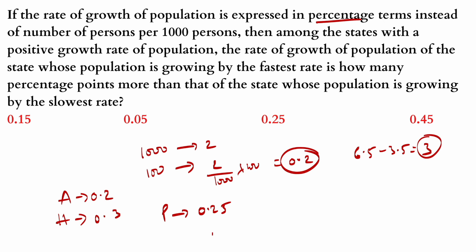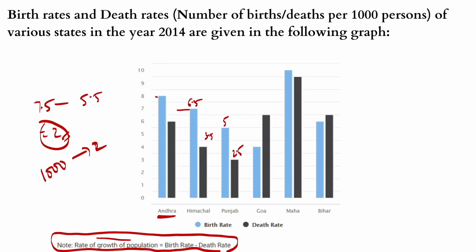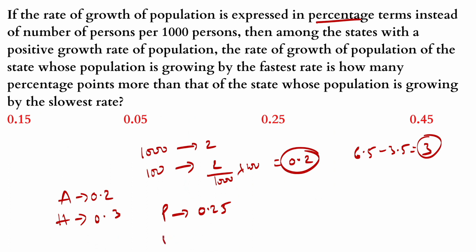Now the last one, Maharashtra. For Maharashtra it is 9.5 and this is touching 9. So 9.5 minus 9 is 0.5 per 1000, but for 100 it's 0.05.